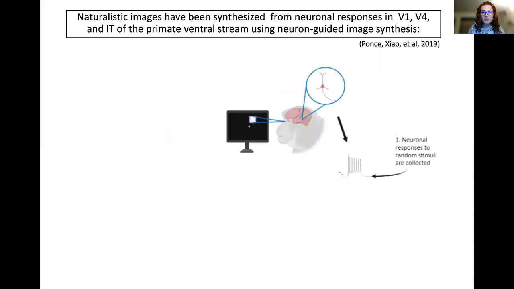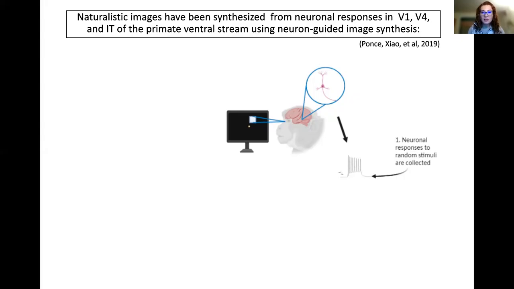We recently showed images can be synthesized under the guidance of neurons from the macaque ventral stream using naturalistic image generators and search algorithms in a process termed neuron-guided image synthesis. Simply put, neuron-guided image synthesis is a process in which stimuli can be generated to maximize neuronal responses based on a neuron's previous responses to a set of stimuli.